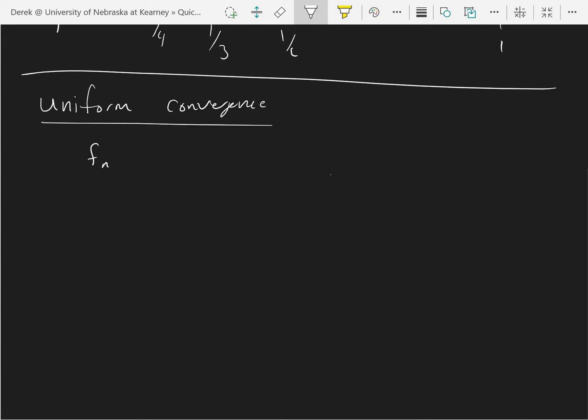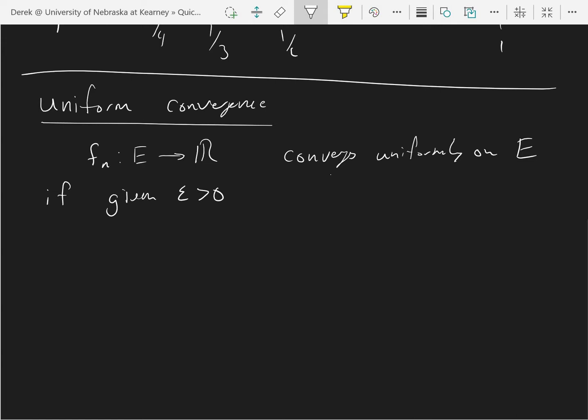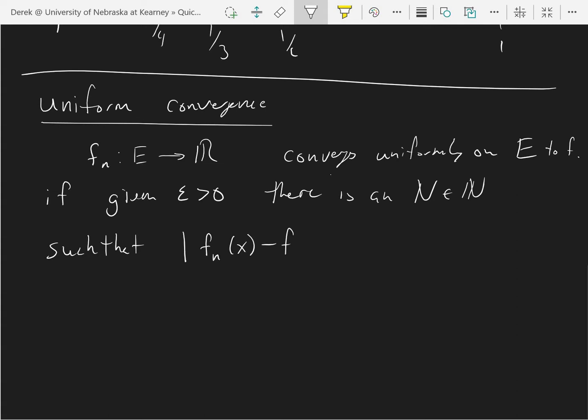So we say that f sub n, we'll take a function from E into R again, converges uniformly on E to f if, given epsilon greater than 0, there is an n in the natural numbers such that the absolute value of f sub n at x minus f at x is less than epsilon for all x in E.